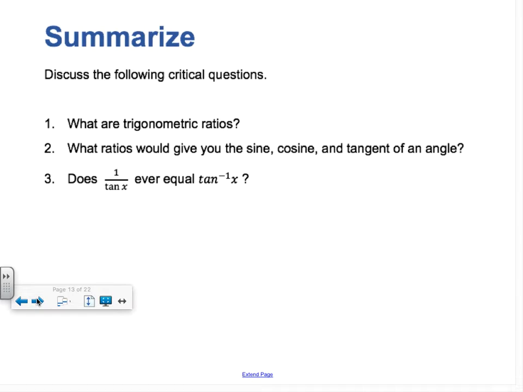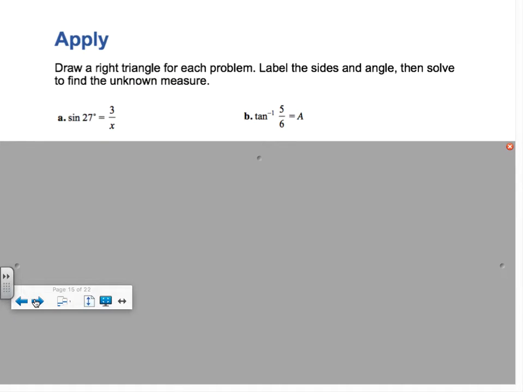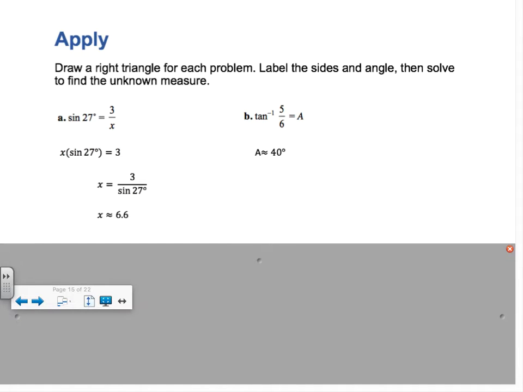What are trig ratios? What's the difference? Here are some problems to practice. We'll give you a minute to practice them. Here are a couple of answers.